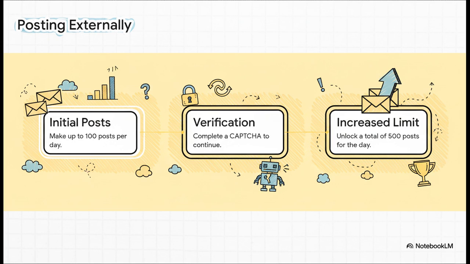So what if the shoe is on the other foot and you're the one posting to a group outside your own company? Well, you get to make up to 100 posts a day, no problem. After you hit that, Google's going to pop up a little CAPTCHA just to make sure you're a real person. Once you prove you're human, bam, your limit for the day jumps up to 500 total posts.